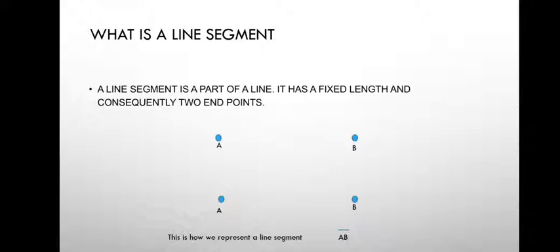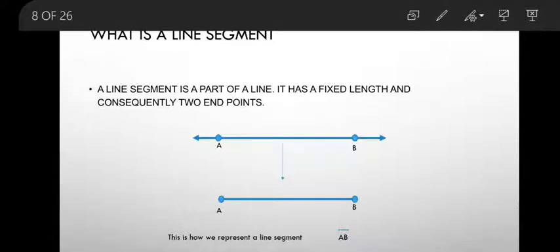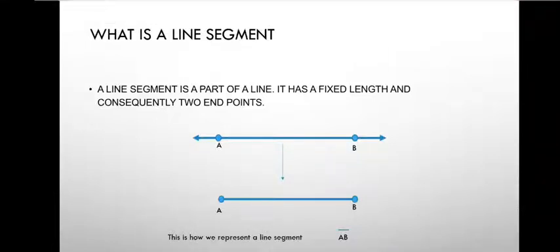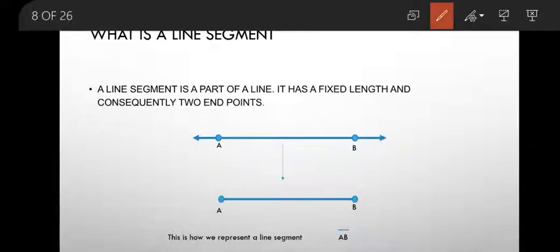It has a fixed length and consequently two endpoints. This is a line and AB is a line segment. Remember one thing, a line segment has both ends fixed. This end is also fixed, this end is also fixed. So it has a definite distance or length. AB has a definite or fixed length or distance.